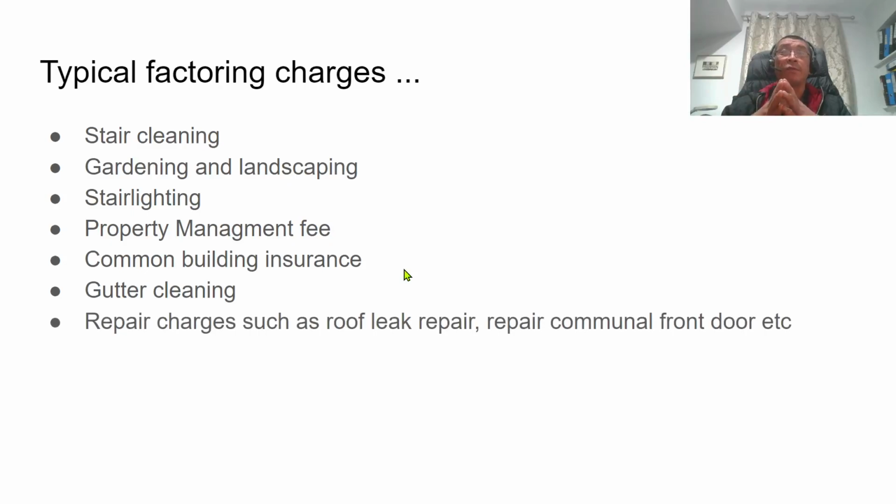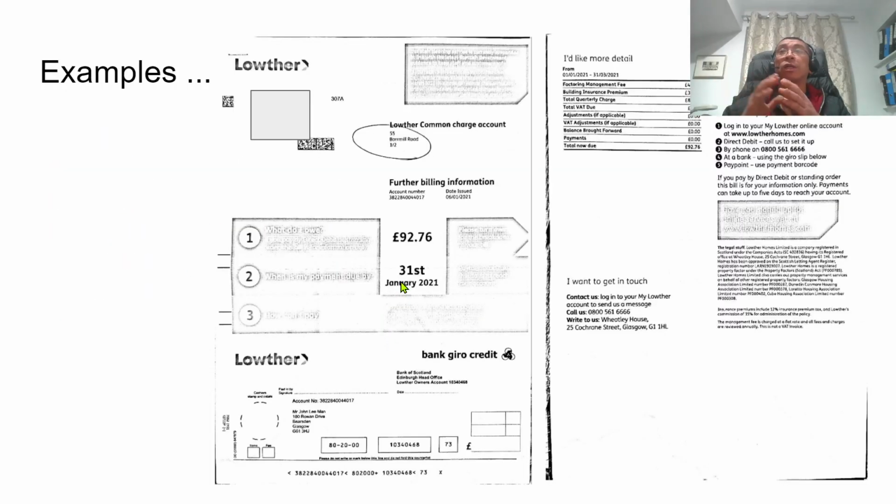And from time to time, there might be ad hoc charges like repairing the front door, or repairing a leak in the roof, which could be caused by a cracked tile or something like that. These come up from time to time. They're not regular charges. The ones above, like stair cleaning and gardening, should be regular charges. Now, let me show you a few examples.